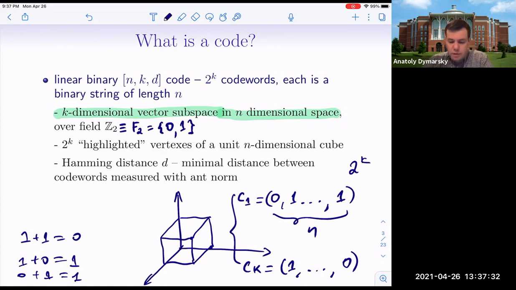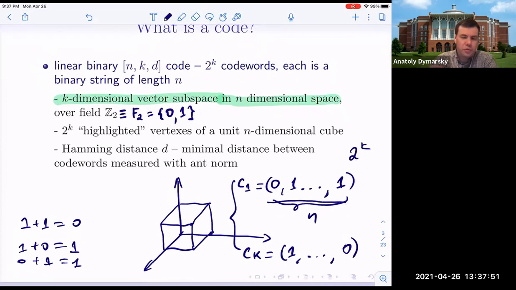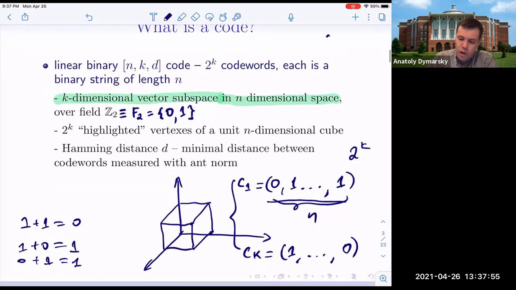Now, there is a nice geometric way to think about this. Each binary string can be thought of as the coordinate of a point in n-dimensional space. Here on the slide, I have shown a cube in 3 dimensions. The string 1, 1, 1 is a point. So you can start labeling vertices on a unit cube.